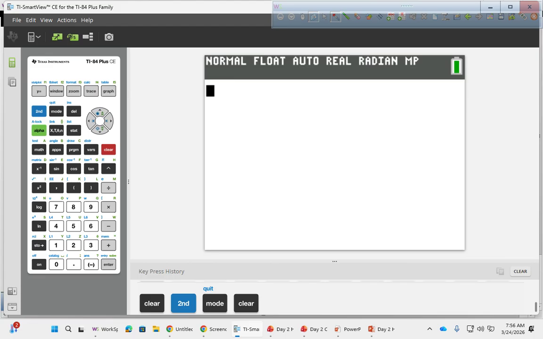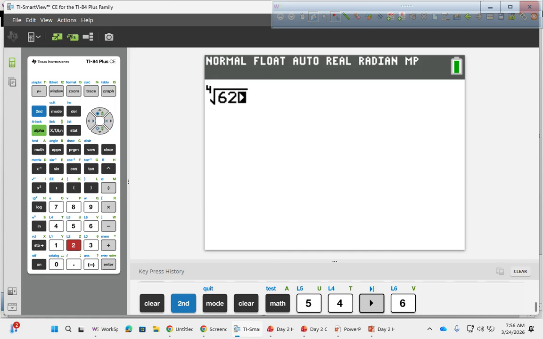So for this calculator here, when I hit math 5, I get something like this. For some of you, if you have something typed in your calculator, it might even say like A and S in that little top box. We can change that, all right? That number is your root number. So for this problem, I want that to be a 4. So just arrow over to that and change it to a 4. And then the number inside is 625.